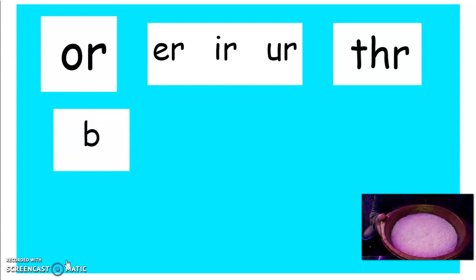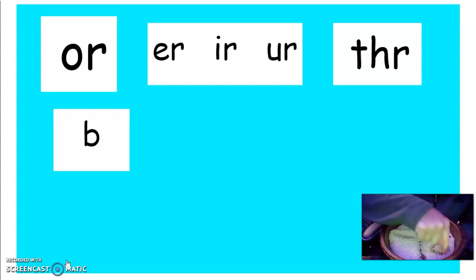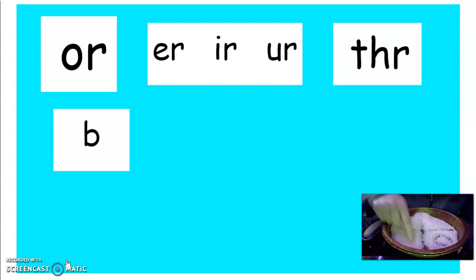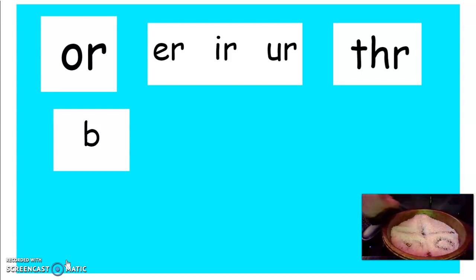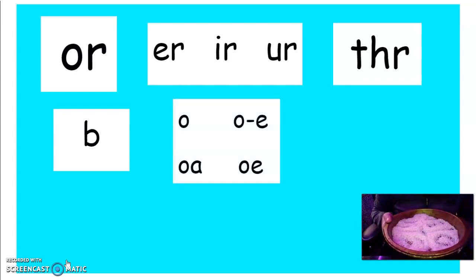The next sound is the sound O. And I will give you a hint that we know 4 ways to spell the sound O. So I'm going to break up my board into 4 parts. And here we go. I know that O can say O. I know that O, silent E, can say O. I know that the vowel team OA can say O. And I know that the vowel team OE can say O. So we have 4 ways that we know to spell the sound O.